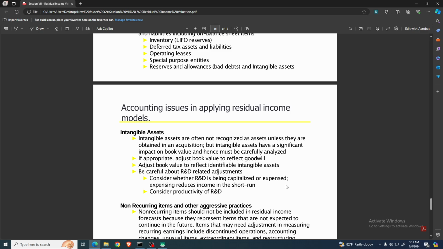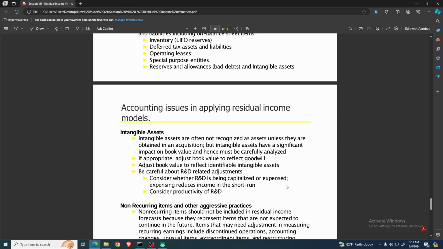So intangible assets are often not recognized unless acquired in a purchase. However, they significantly impact book value and income. So if necessary, you can adjust book values to reflect goodwill and other intangible assets like trademarks or other types of intangible assets. And then you come into research and development expenses as well.